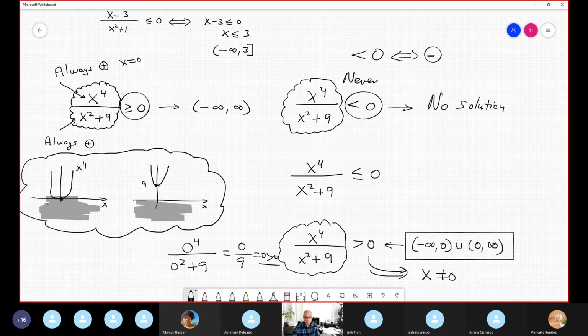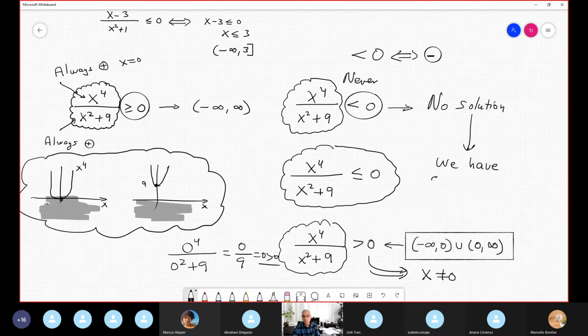Okay, in interval notation is this way. And in this case, we have solution. Well, yes, it's two intervals. In this case, we have solution or no? What do you think? Say no solution, or we have solution? We have solution or no? What do you think?